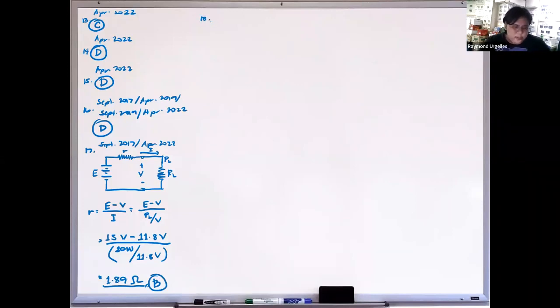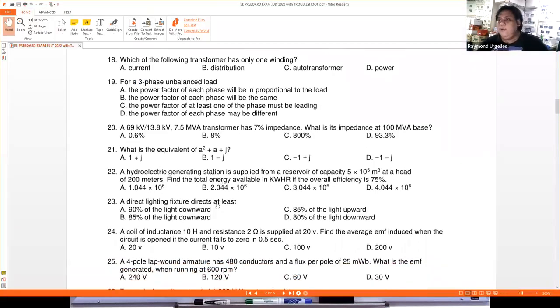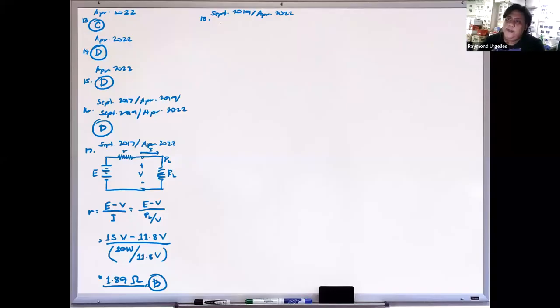Number 18. This came out in September 2019, and again in April 2022. The question is, which of the following transformers has only one winding? Okay, this is also in the lecture on transformers. Again, this is the auto transformer.